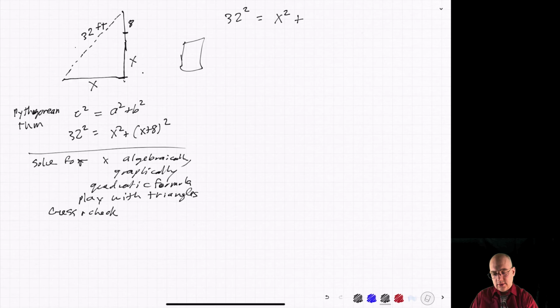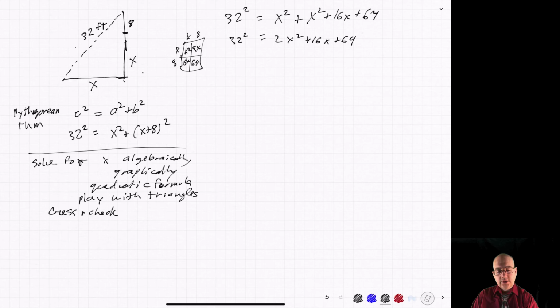So x times 8, so 64, 8x, 8x, x squared. Add them all together, x squared plus 16x plus 64. My answer equals 2x squared plus 16x plus 64 equals 32 squared. So the first thing I notice is that everything's got a 2 in there as a factor, so I'm just going to divide by 2. So now we've got 32 times 16 equals x squared plus 8x plus 32.